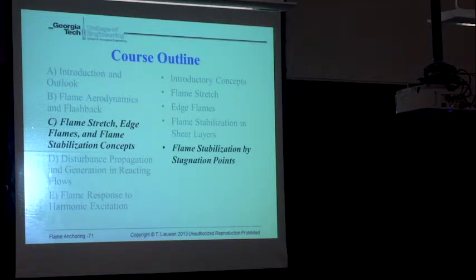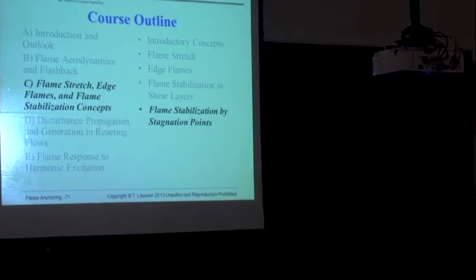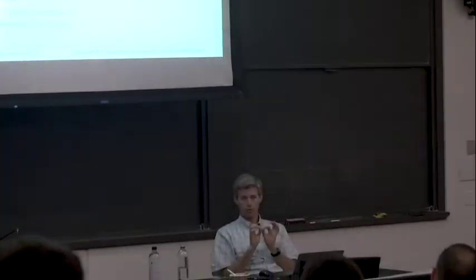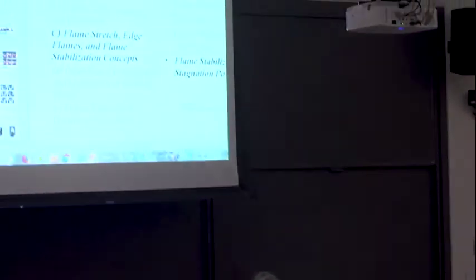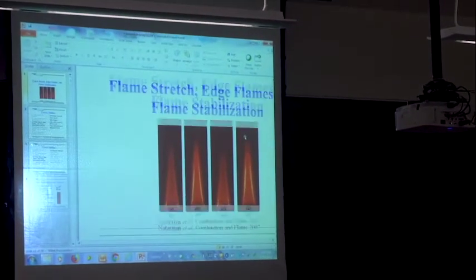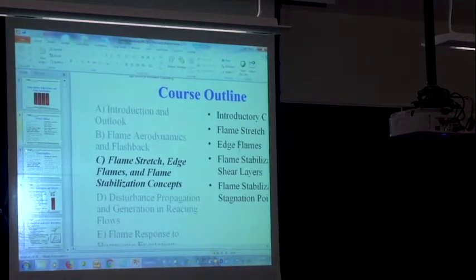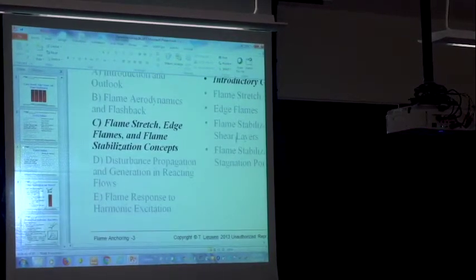So what I want to talk about now is under what conditions can flames stabilize at stagnation points? So rather than in shear layers where you create flow separation, under what conditions can they stabilize at points where the flow is aerodynamically stabilized? So let me just back you up real quick to this picture.